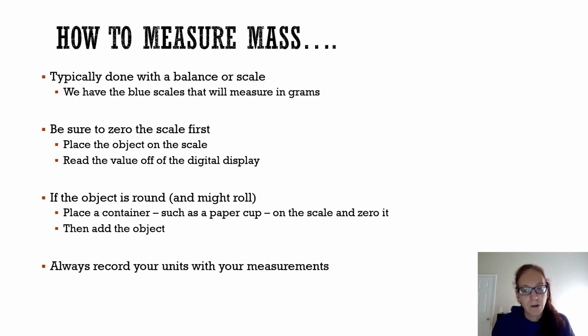If you don't zero it, then you would measure just the mass of the paper cup and then the mass of the paper cup with the object, and then you would subtract the two to get the mass of the object. Always record your units with your measurements, so make sure you know what the scale is measuring in, and that should go on your chart.